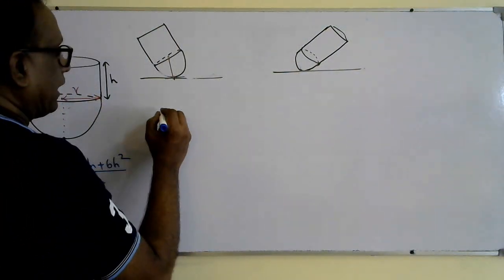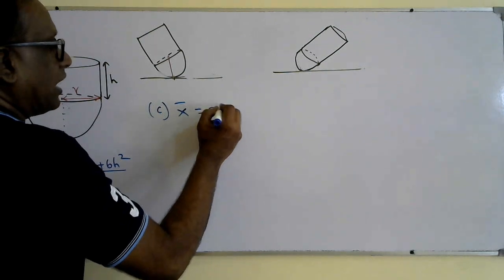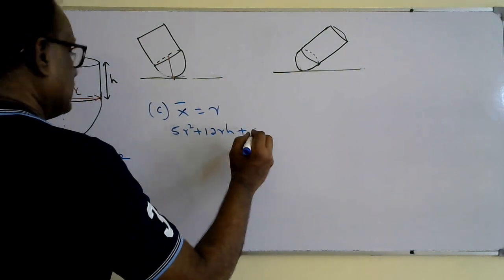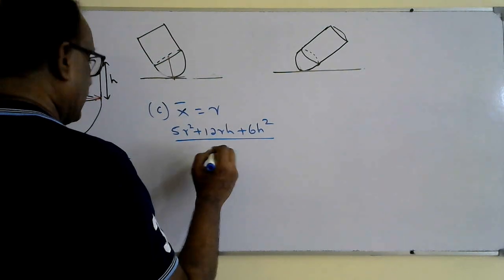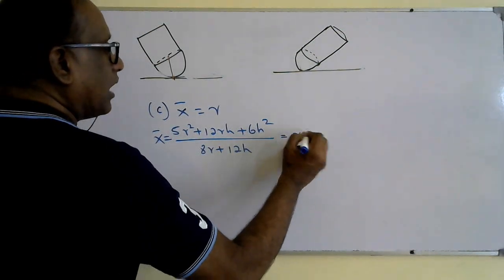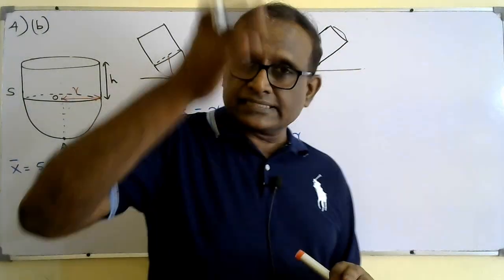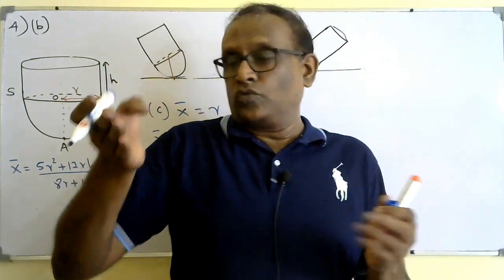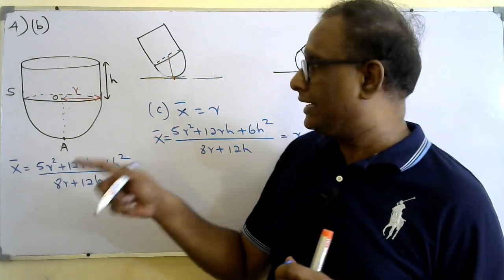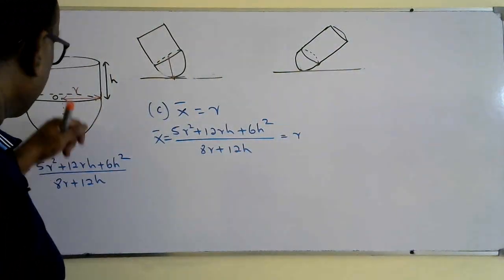So that's the final approach. For part C, since it must rest at any point of the curved surface, X bar must be equal to R. Therefore (5R squared plus 12RH plus 6H squared) over (8R plus 12H), that is X bar, must be equal to R, because the center of mass of the whole S must be at O. Then only will the normal reaction and the weight pass through the same line. Certainly the normal reaction will pass through O when you keep the curved hemisphere anywhere, but the weight must also act at O, means the center of mass should be at O, at distance R from A.